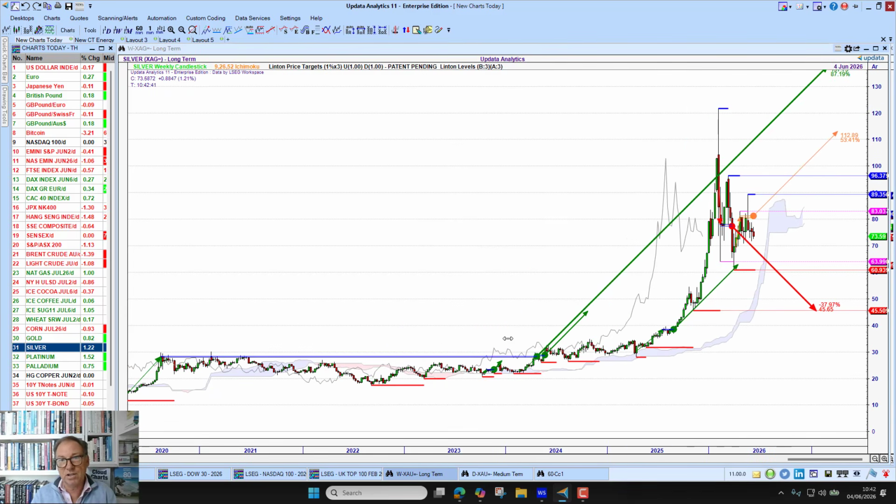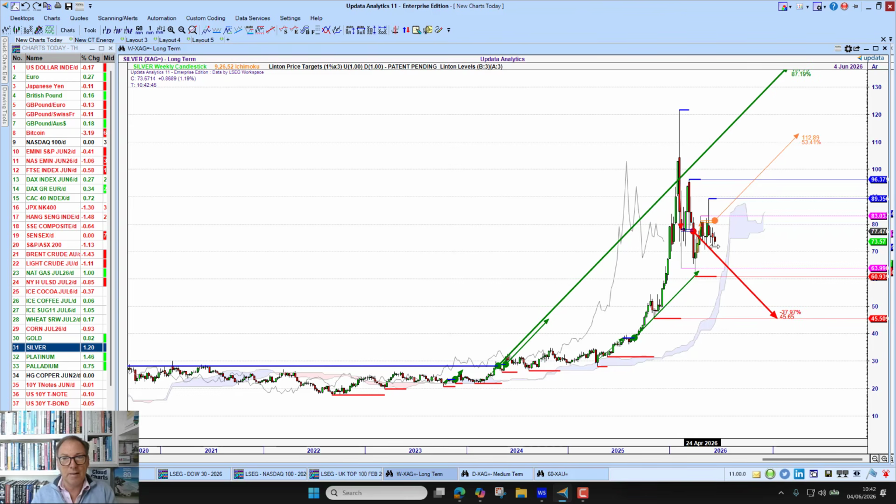Silver, similar picture. We've got a downside target, we've got an upside target, a bit more mixed, but we are long-term still in a bull trend, even though the medium-term is not so good.